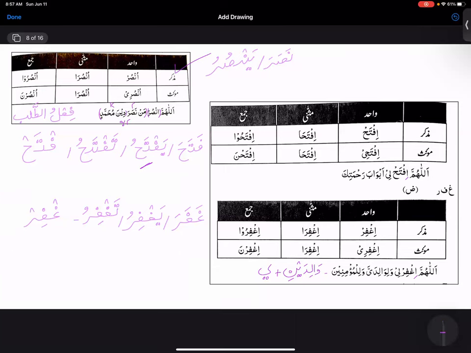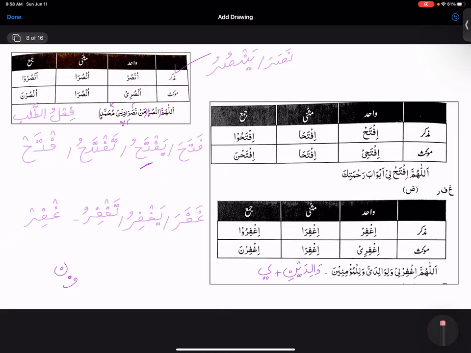If the middle root letter has dhamma, then what bab is it? Nasara. Yes, yansuru. If the middle root letter has fatha, and I'm talking about fi'l mudari', what bab is it? Fataha yaftahu. And even if someone says Sami'a yasma'u, for that one we need to check, because I'm talking about when fi'l madi has all fathas. In Sami'a, there are not all fathas. The middle root letter has a kasra, so that is a different bab.